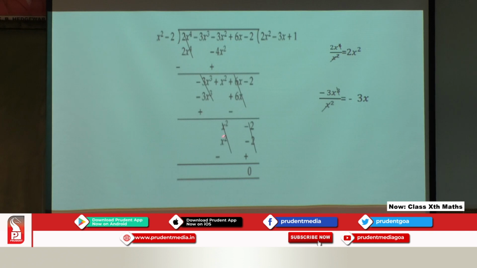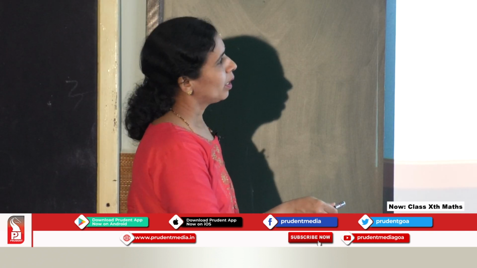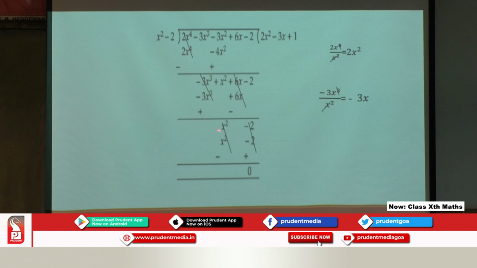Now we got x square minus 2. Here the first term of the dividend is x square and the first term of the divisor is x square.